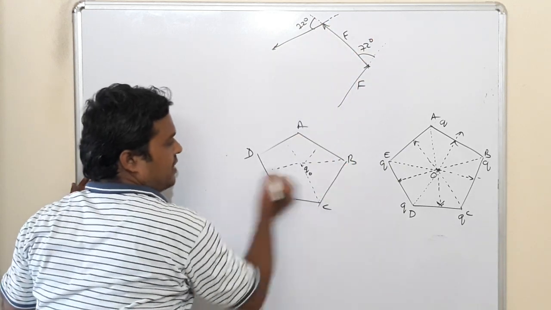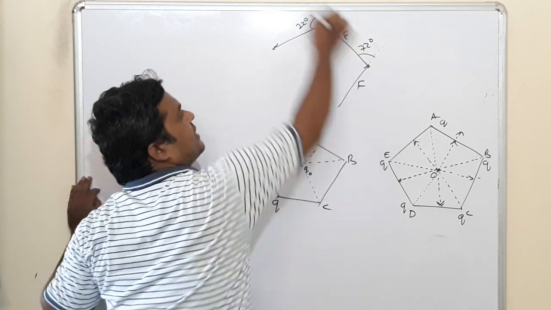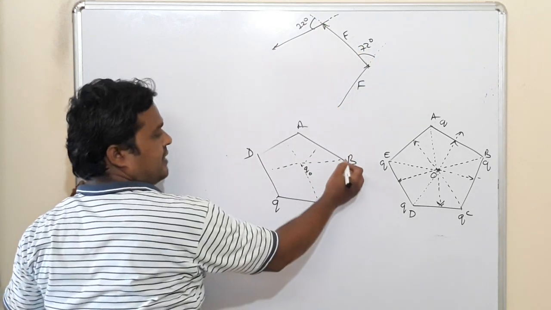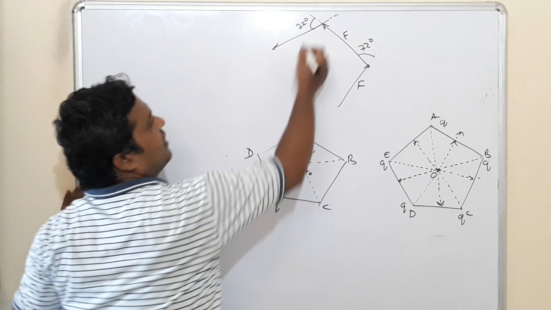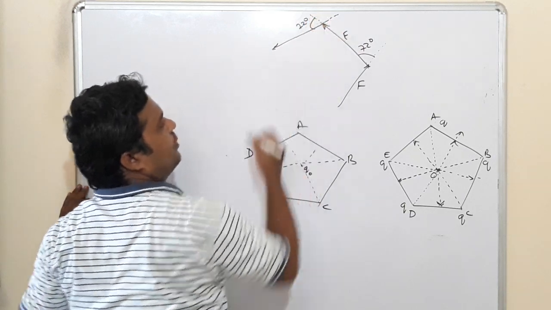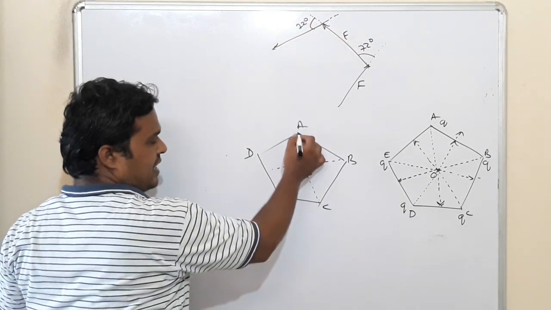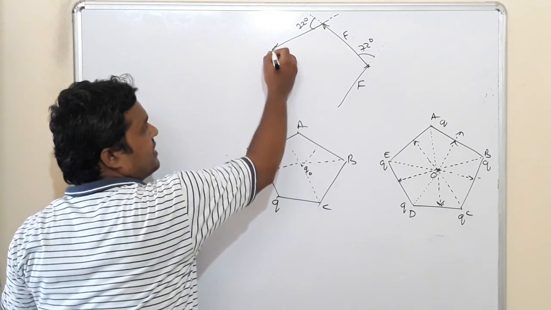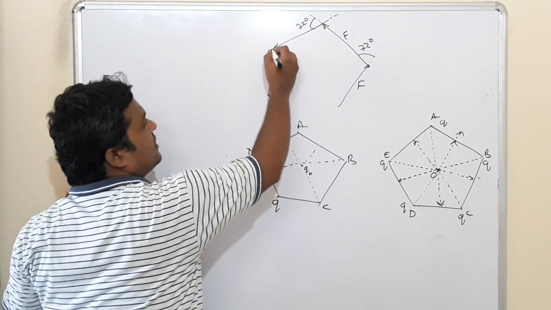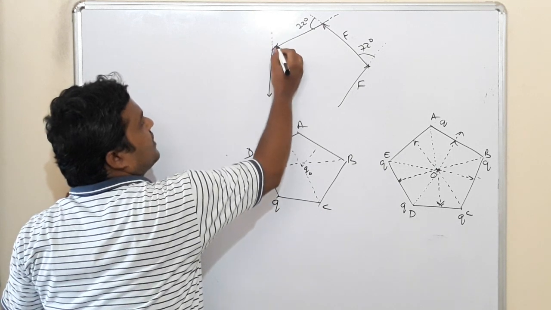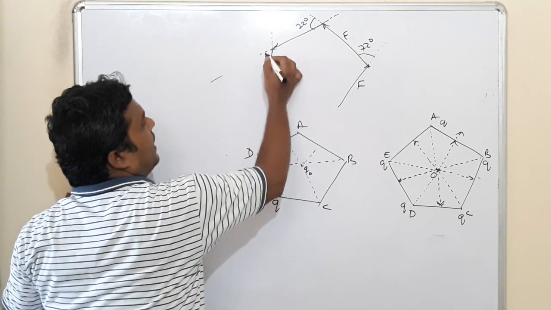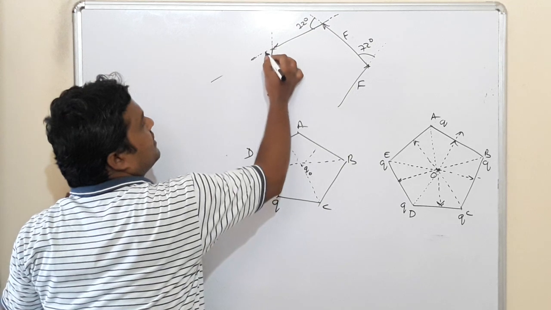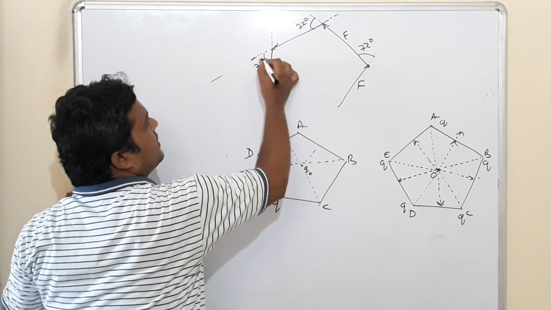This charge will exert the force like this. This charge is exerting force in this direction. So the angle between these two will be 72. This charge will exert the force in this direction. See, now what is the angle? This is in the forward direction. If I take it extended, this angle will be 72 degrees.